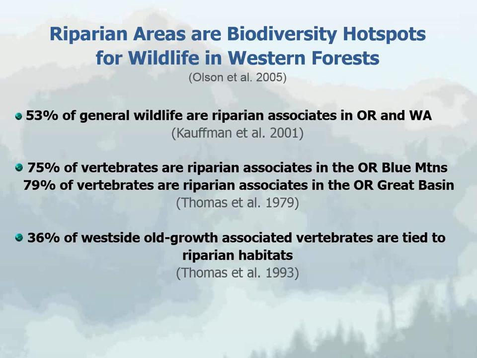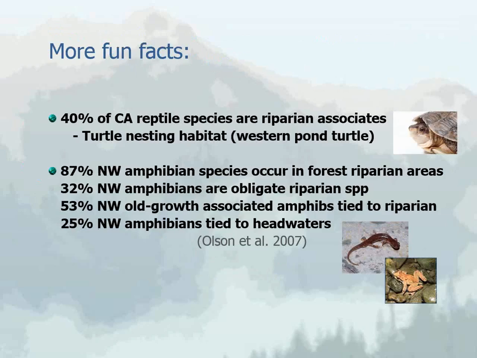So these are some numbers that have been thrown out there by various authors that have done synthesis type studies. In addition, in California, 40% of the reptiles are riparian associates, especially turtles, for example. And in the Northwest, 87% of amphibian species occur in forest riparian areas. 32% of Northwest amphibians are obligate riparian species. That means they don't occur anywhere else. They have some part of their life history that they have to be in a riparian area.